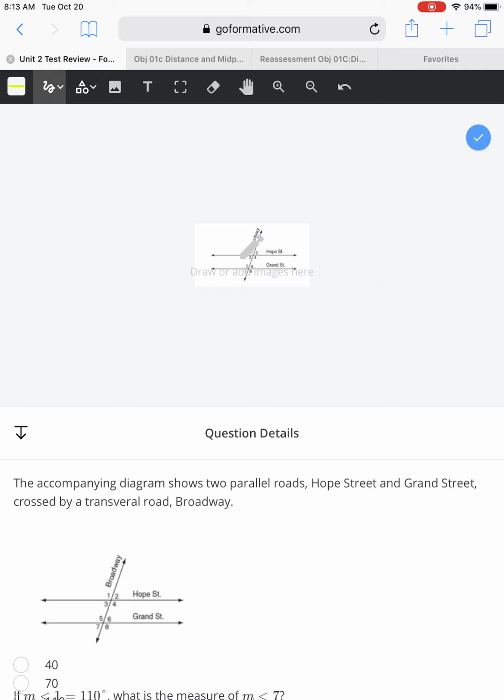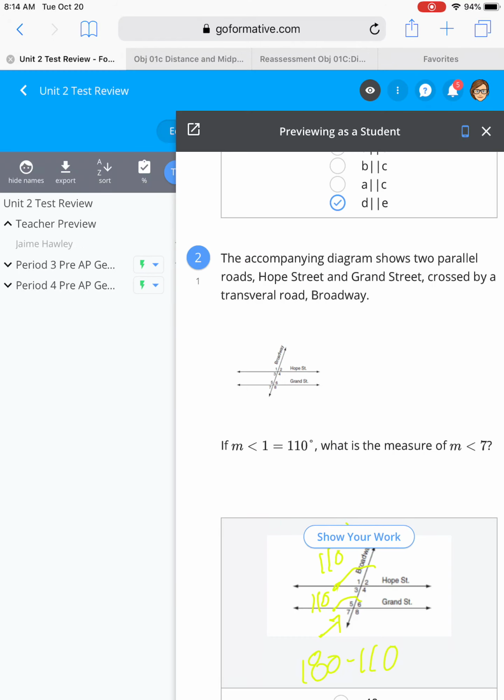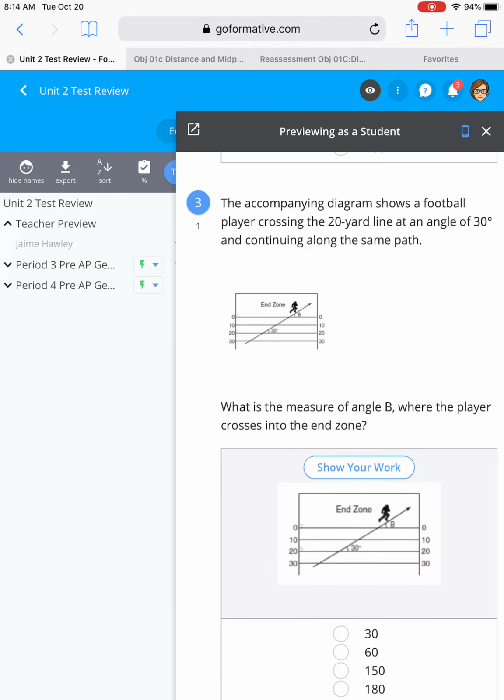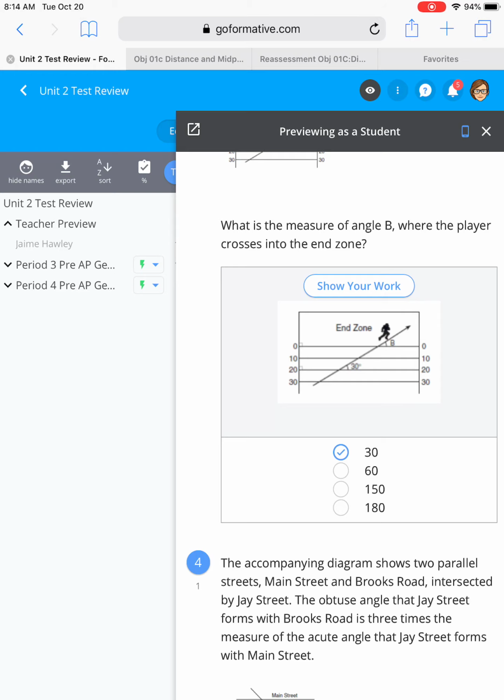For this next one, Hope and Grand Street, the measure of angle 1 is 110 degrees, so the measure of angle 5 would also be 110, and it's asking for the measure of angle 7, which is next to that, which is going to be 180 minus 110, which is 70 degrees. This one here, these are just corresponding angles, so if that angle is 30, then angle B is also going to be 30.